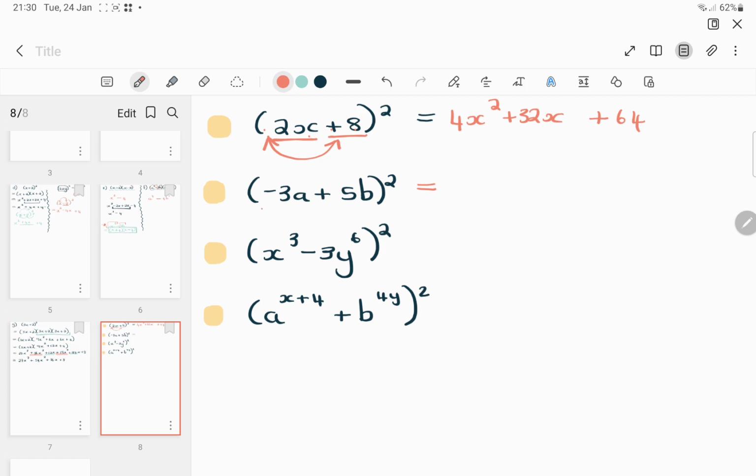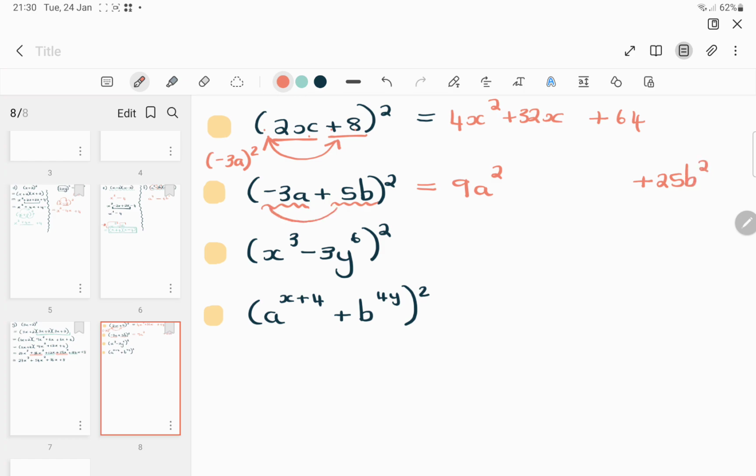Just to show you with the negative, not to be scared, a negative 3a to the power 2. I'm just going to do it here at the top. A negative to the power 2 is a positive. 3 to the power 2 is 9, and a squared is a squared. For the back, if I take positive 5b to the power 2, a positive 5 squared will give you 25, and b to the power 2.